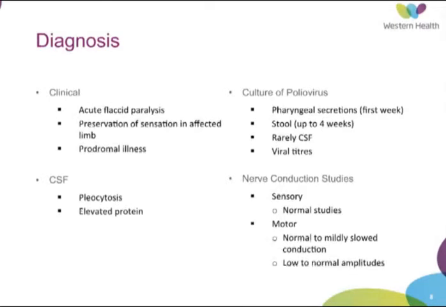Culturing of the virus from the pharynx, it's fecal-oral transmission. So pharyngeal secretions and swabs are positive for the first week of the virus, and the stool for up to 4 weeks after. And this positive stool culture, this is the route by which it's spread. You can culture the CSF. This is done more so these days with the use of PCRs and things, but it's not the mainstay of the diagnosis. You can use viral titers, but again, this is largely useless in the acute setting. It's more used to monitor the convalescent stage.